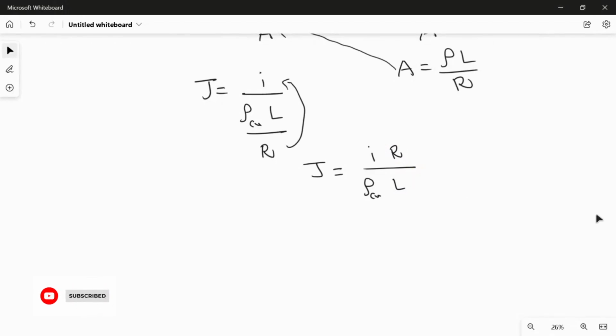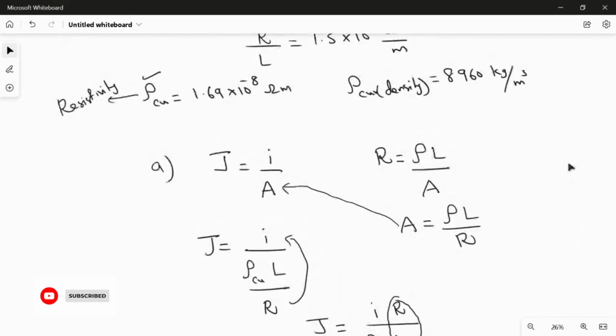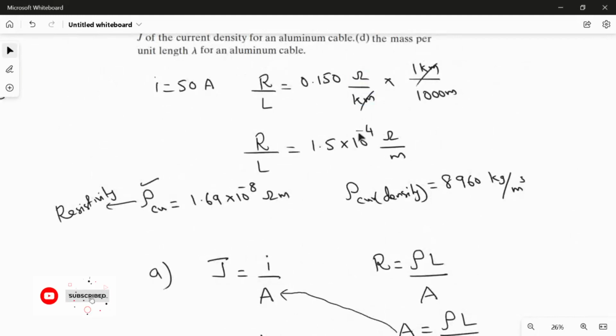We don't have this resistance and length separately, but we have the value of R over L, right? So now I'm going to substitute the value here. The current value is 50 ampere divided by the resistivity of the copper, which is the constant value 1.69 multiply 10 power minus 8, multiply this R over L. Just before, we convert this ohm per kilometer in terms of ohm per meter, so I have to use this value in place of R over L.